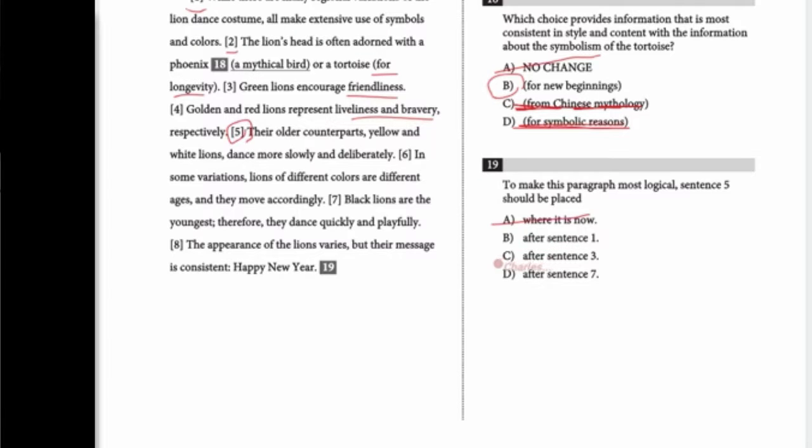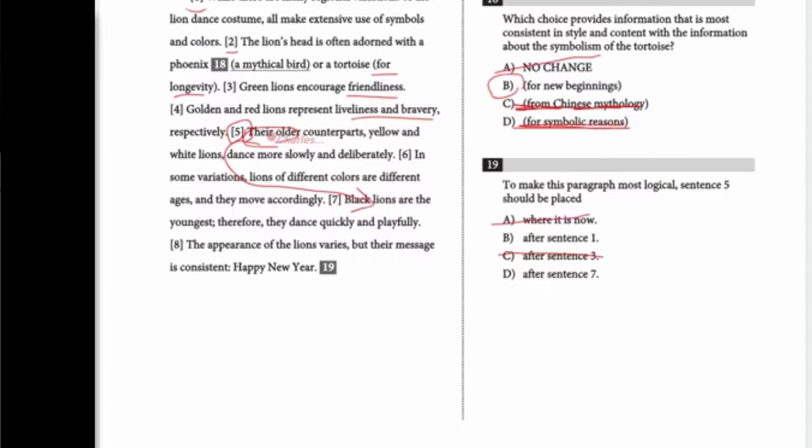Let's keep checking answers. After 3. No, it won't be after 3 because 3 and 4 are connected. They're both giving the specific purposes of the colors. So that's not right. C. How about D? Black lions are the youngest, therefore they dance quickly and playfully. Okay. So that is definitely contrasting and kind of a parallel structure, an idea to 5. 7 would say the black lions are the youngest, therefore they dance quickly. And 5 would follow by saying their older counterparts, their older counterparts is referring to the black lions.